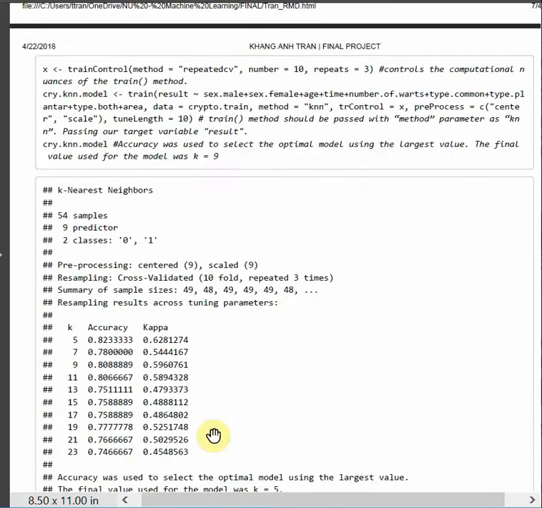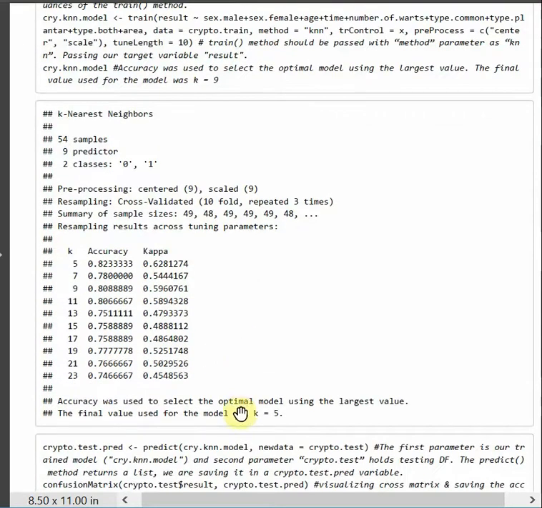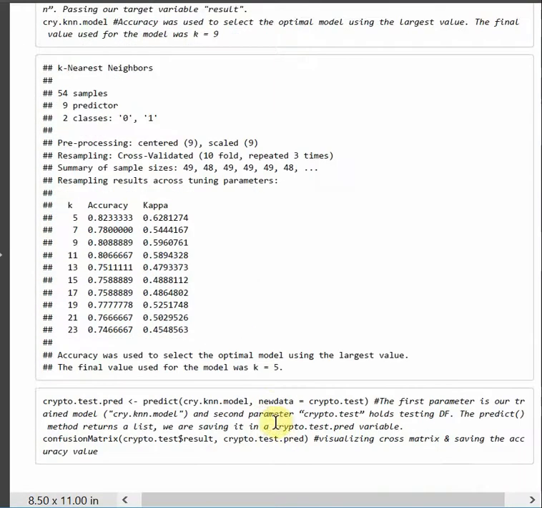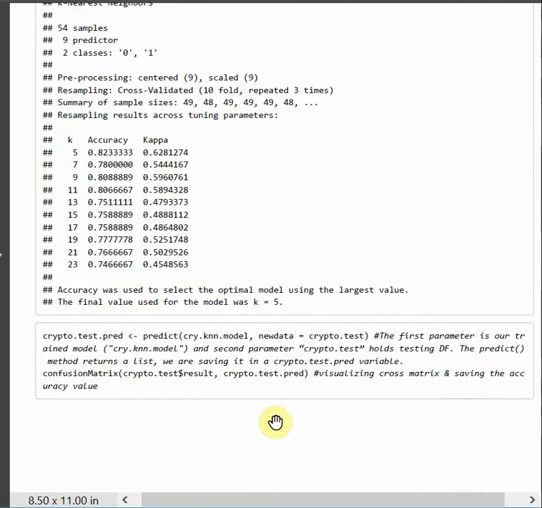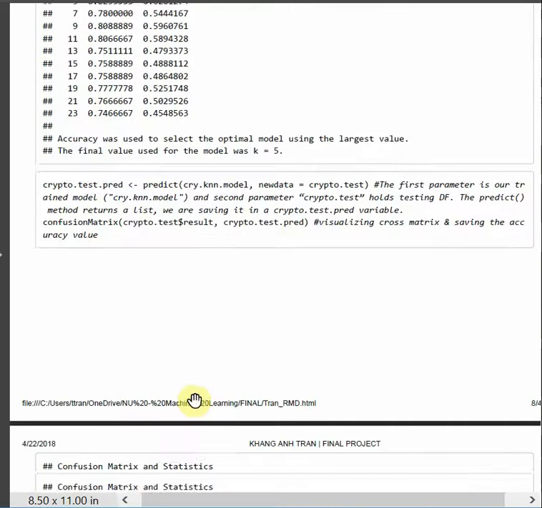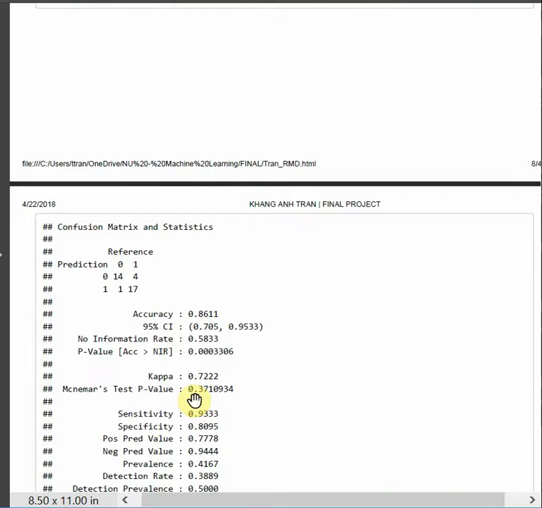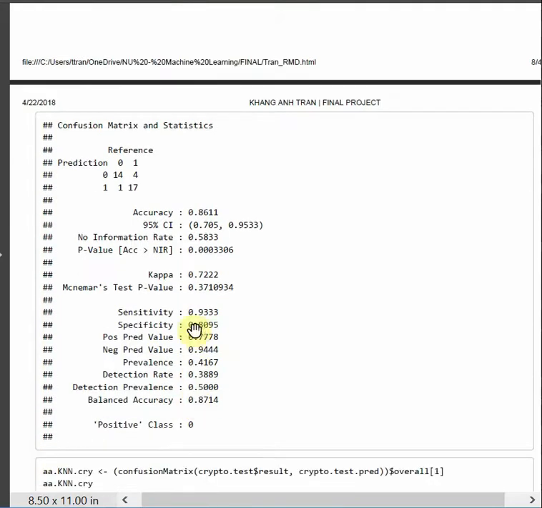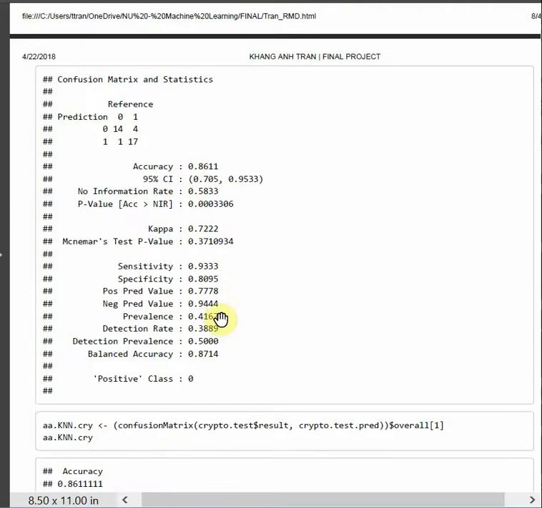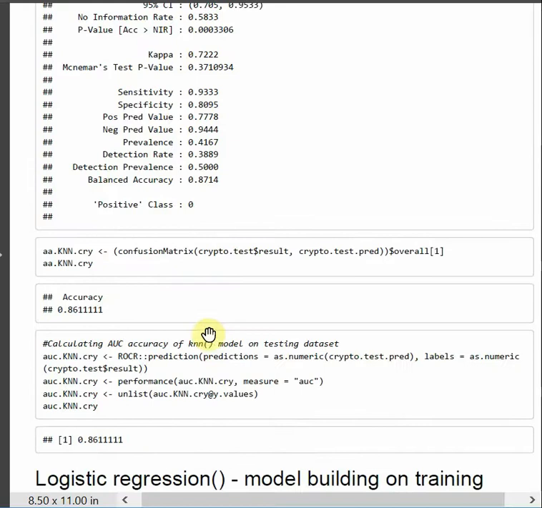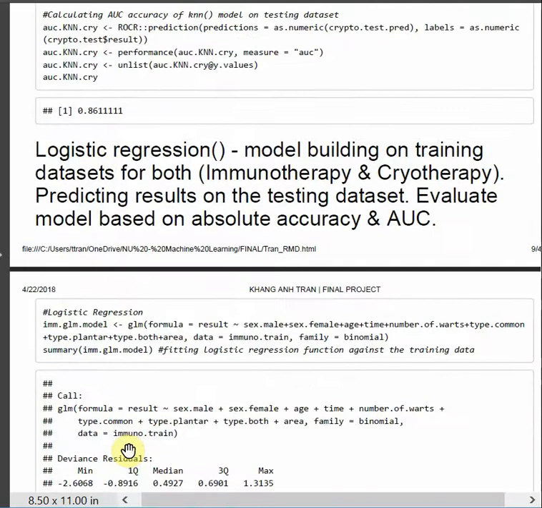I did the same thing on the cryotherapy dataset using the KNN algorithm from the caret package. In this case, the most optimal K value was 5. I made predictions on the cryotherapy testing dataset. I checked absolute accuracy with a confusion matrix, and absolute accuracy was 86%, and AUC accuracy was also 86%.